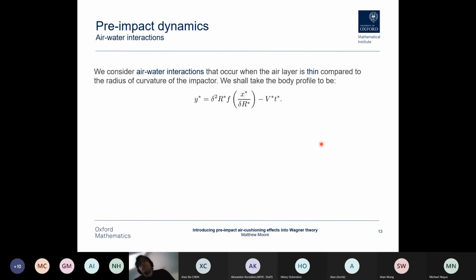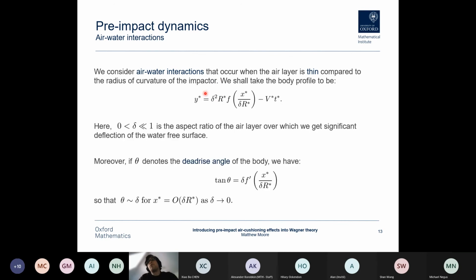So we're looking for air-water interactions that occur when the air layer is sufficiently thin. If the air layer is too thick, you obviously don't get any coupling between the air and liquid motion, and the impactor just keeps traveling downwards. So when the air layer gets sufficiently thin, we are going to start seeing these interactions. This is the body profile we're going to take, and we'd like to find this delta, which is going to give us that interaction length scale.